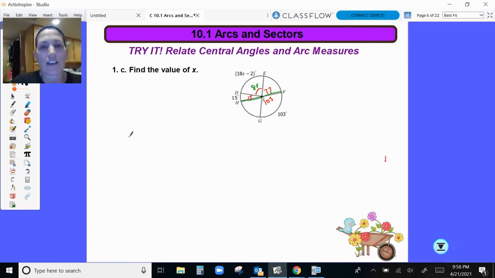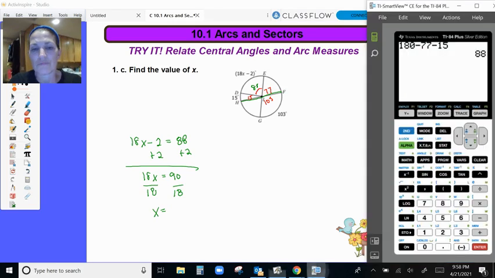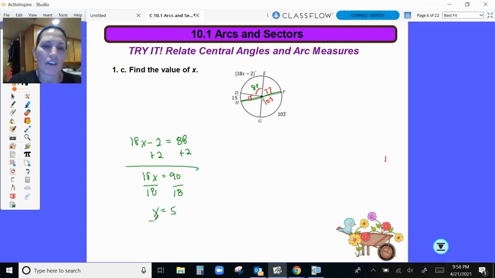Okay. So now I know that 18x minus 2 equals that 88 degree central angle. Okay. So I'm going to add 2. I get 18x equals 90. So divide by 18. So x is going to be equal to 90 divided by 18. And that's going to give me a 5. So the value of X is 5.